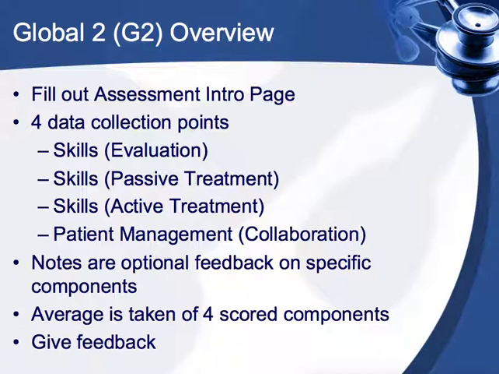When you sit down to do a Global 2 assessment with each of your interns, you'll access your assessment portal, fill out the assessment intro page, and then assess 4 data collection points, which we'll talk about later. Remember to make notes on any feedback that you've given the intern during your global assessment. An average is taken of the 4 scored components so students can look at it later and see if they scored below, at, or above benchmark for their clinic. Feedback is very important on global assessments as it is oftentimes how students measure their performance and how they know what to focus on their next rotation.